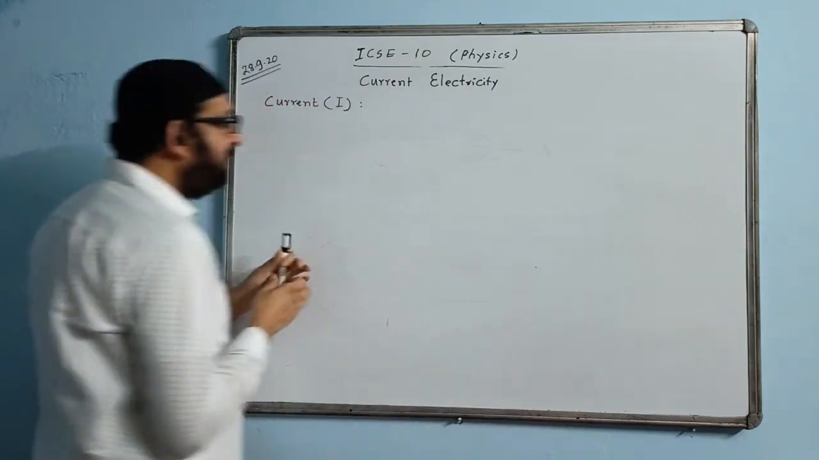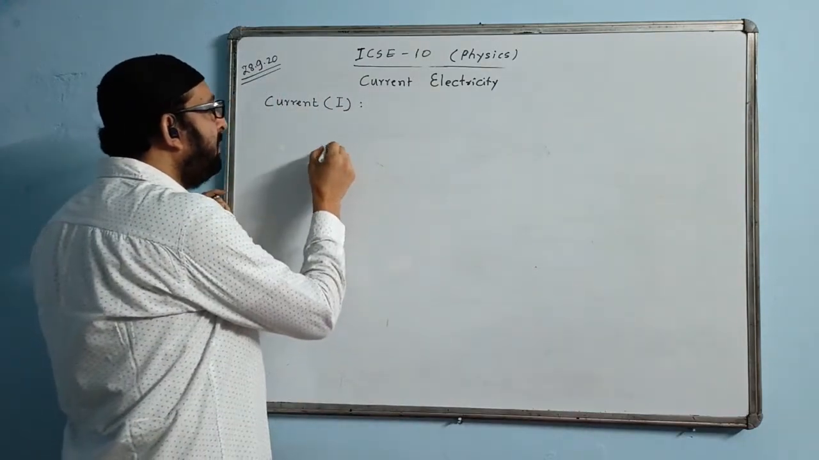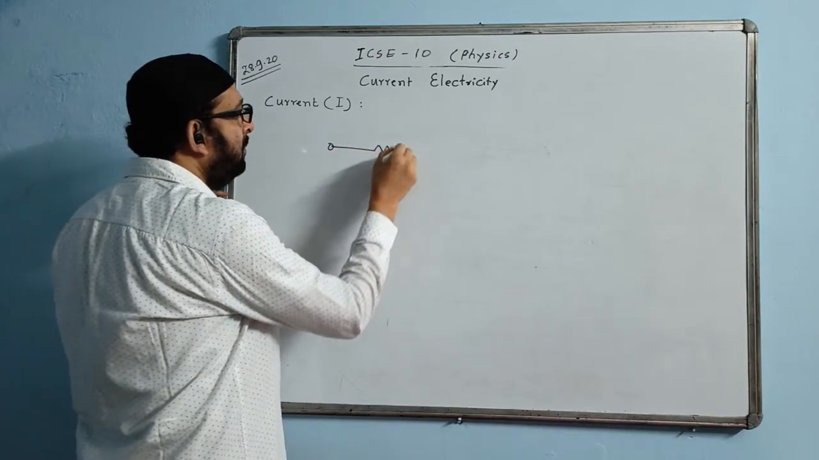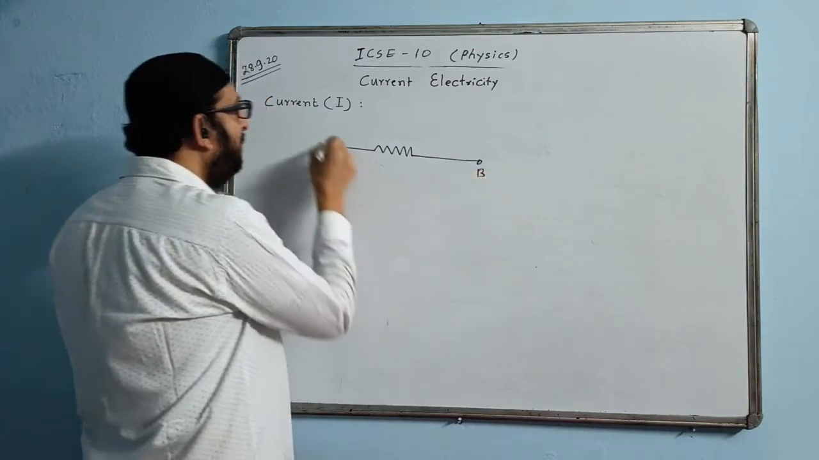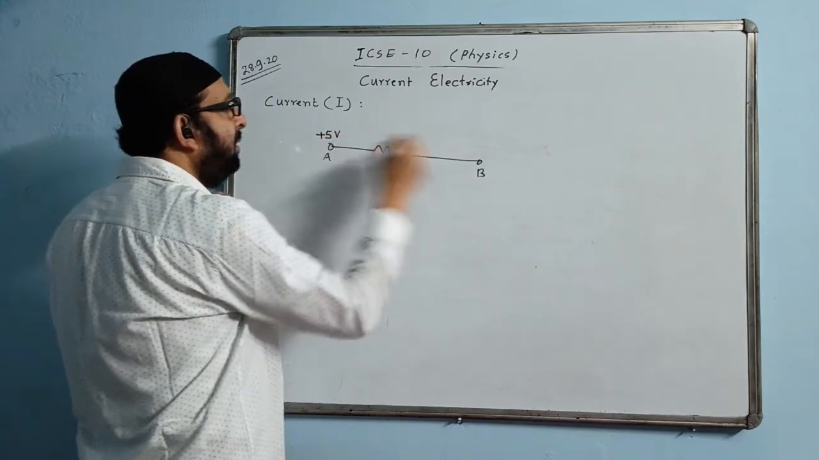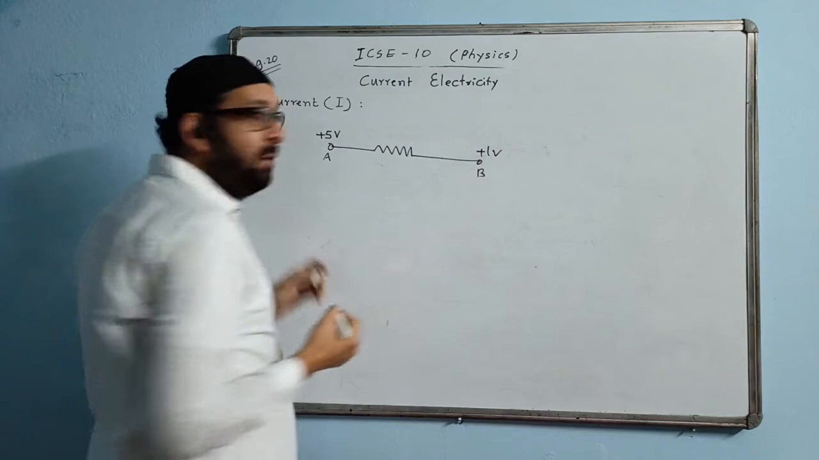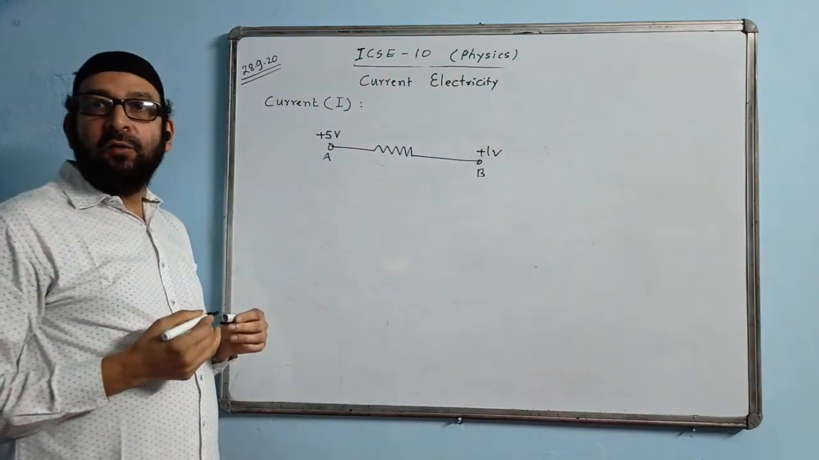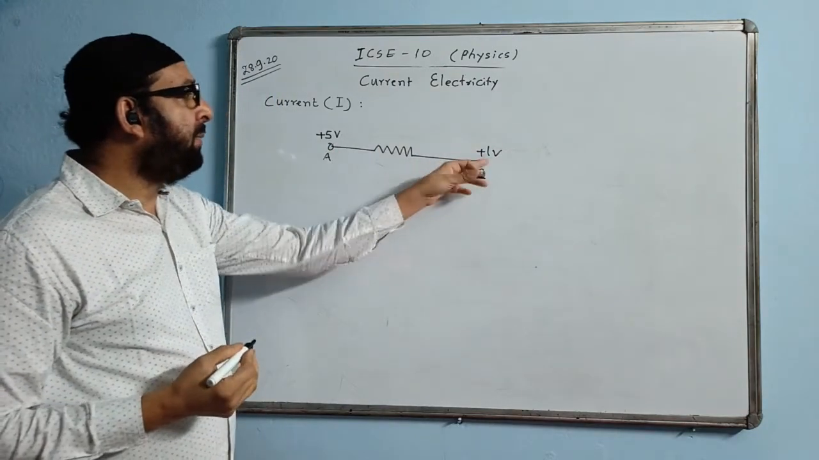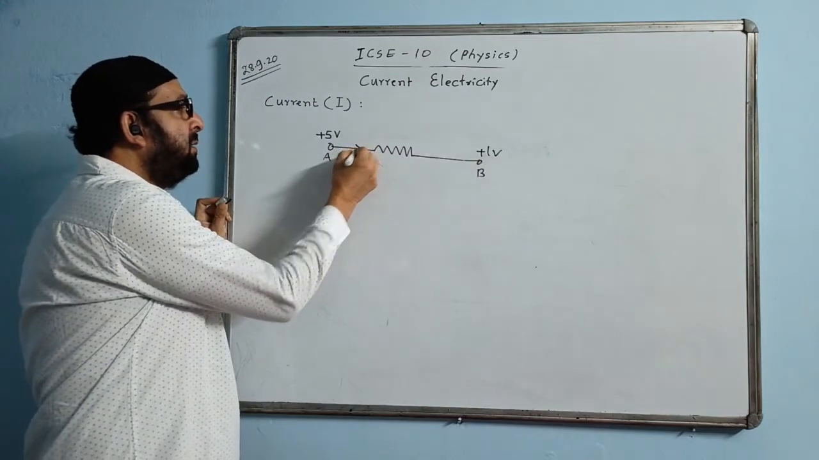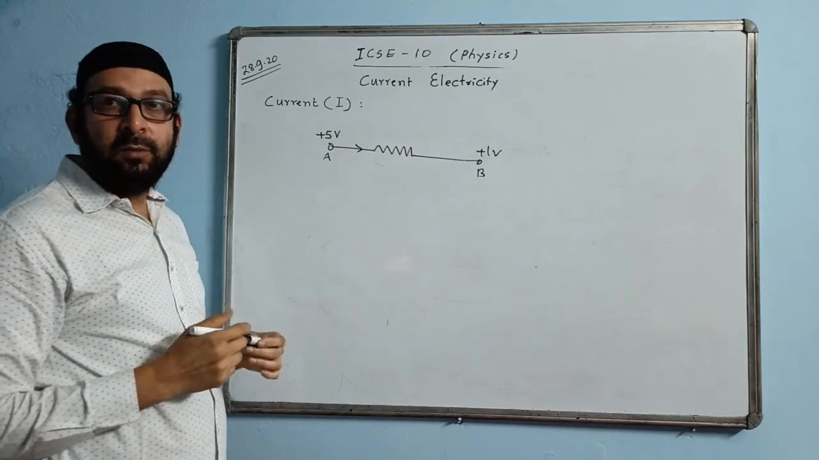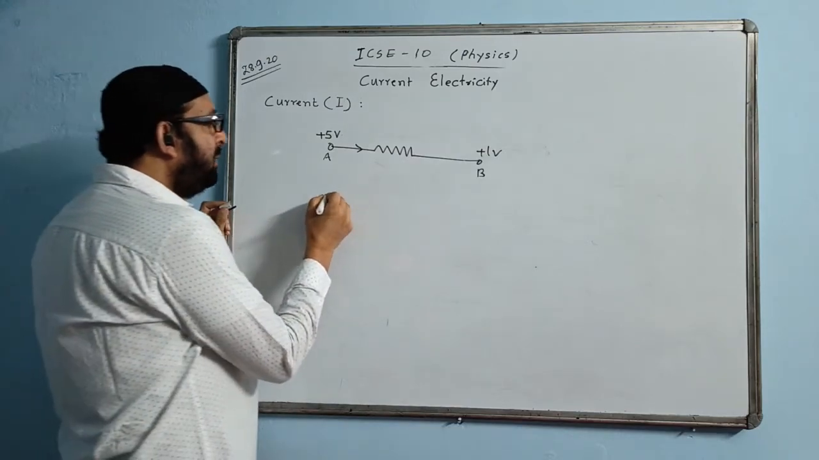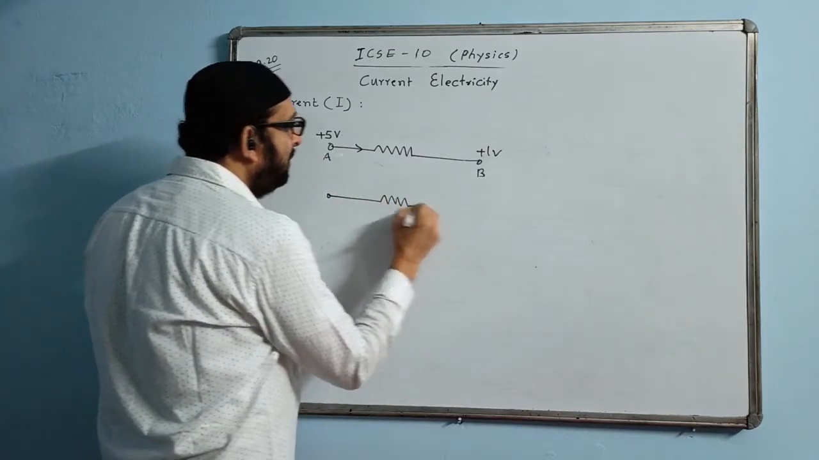You can have a look at it. I draw a diagram like this. This is end A, this is end B, and here it is written plus 5 volt and here plus 1 volt. What is the direction of flow of current, from A to B or B to A? We say A to B, because A is at high potential and B is at lower potential. Another diagram will show like this.